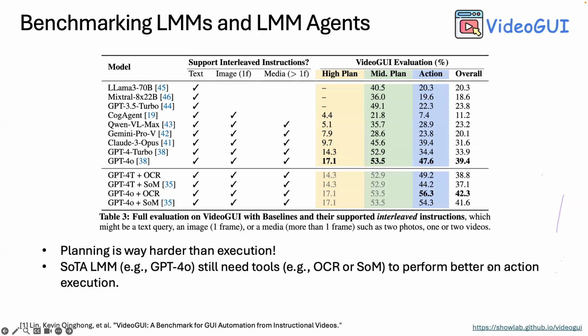And in our experiment, we benchmark SOTA large language models, large multimodal models, as well as large multimodal models with tools. You would think that action execution, which requires grounding, is quite difficult for these models. But we find that planning is actually way harder, especially the high-level planning, which breaks down the full task into several subtasks. And inaccurate planning definitely would lead to subsequent failures. So that will lead to the zero success rate. Another observation we want to highlight is that even the SOTA large multimodal model to date, GPT-4o, still needs tools like OCR or SoM prompting to perform better on action execution.